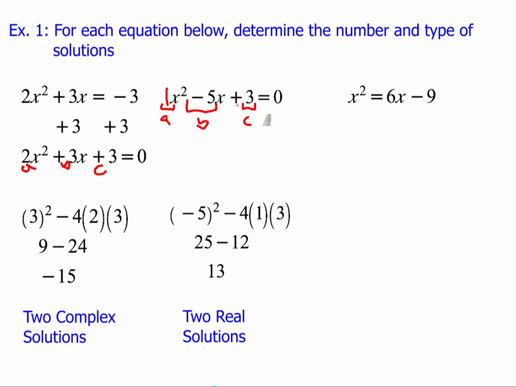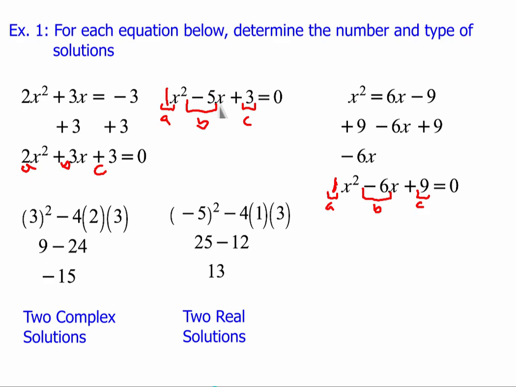Finally, for my third one, I've got to get this into standard form, and the way I'm going to do it is by subtracting 6x and adding 9 on both sides. If I do that, on this side these all cancel out and I've got 0, and on the left-hand side, I end up with x squared minus 6x plus 9. Once again, there's a 1 that I don't see here. That's my A. My B is negative 6, and my C is 9.